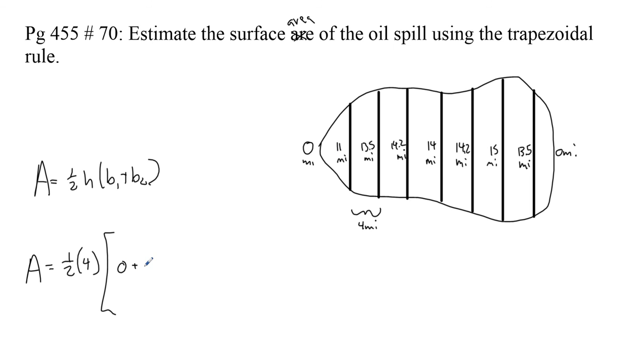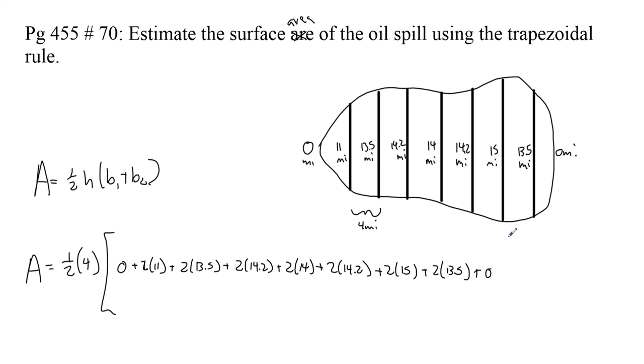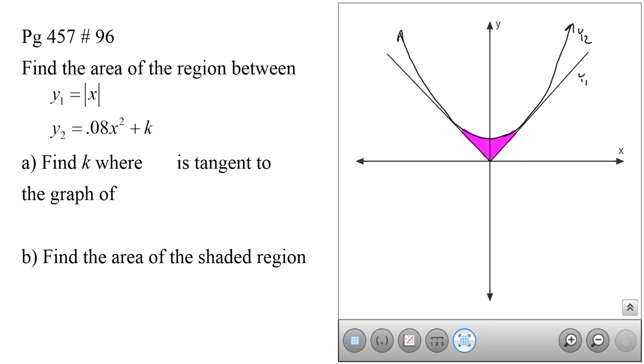So we'll have 0 plus 2 times 11 plus 2 times 13.5 plus 2 times 14.2 plus 2 times 14 plus 2 times 14.2 plus 2 times 15 plus 2 times 13.5, and then plus 0 because it has 0 width at this end again. And we'd only count those end sides once each. And so you can calculate that. All right, last one, then we're done.